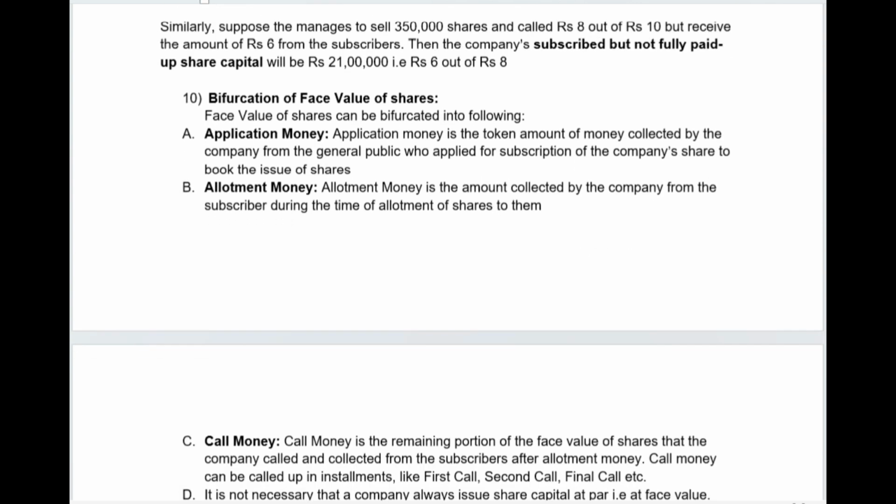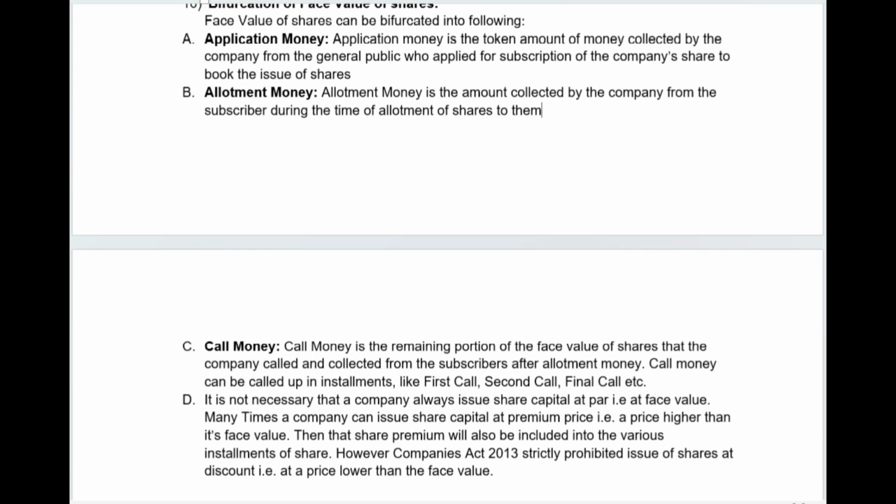And again, after a gap of a few months, the company collects the remaining portion of the face value through call money. Again, it is up to the company whether they will collect the entire remaining amount through a single call, or further divide the remaining money into different calls. In case the company collects the entire remaining amount from the subscriber, it will be treated as call money or share call money. But it is up to the company to further divide that amount of call money into several small parts, and in that case it will be like this: share first call money, share second call money, share third and final call money.